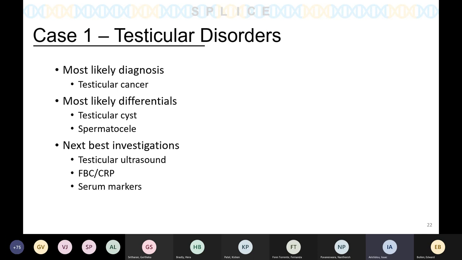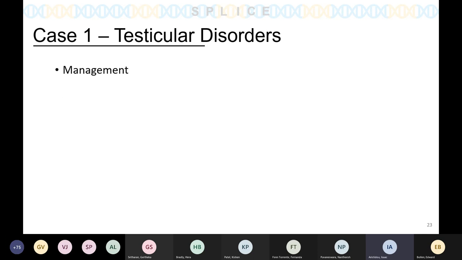FBC, CRP, just in case there could be underlying infection, and serum markers, yeah, pregnancy test, nice. So the reason why I'm emphasizing this cancer over cyst is because you don't want to miss it, basically. So even though this is quite a benign sort of history, you need to be thinking about this. He's in the right sort of age group for it.